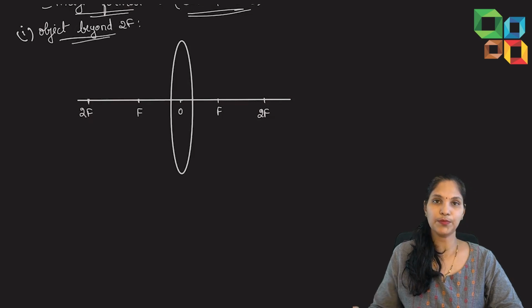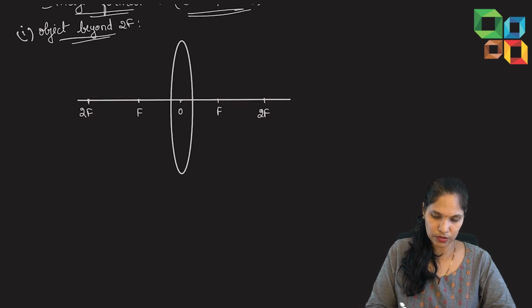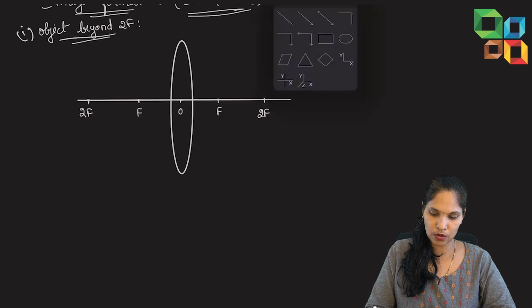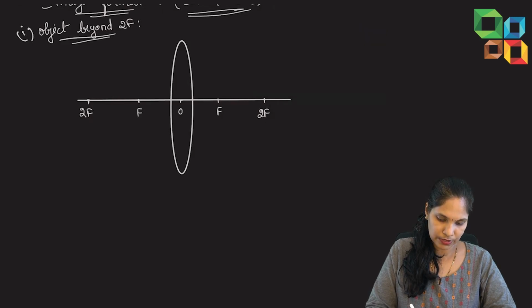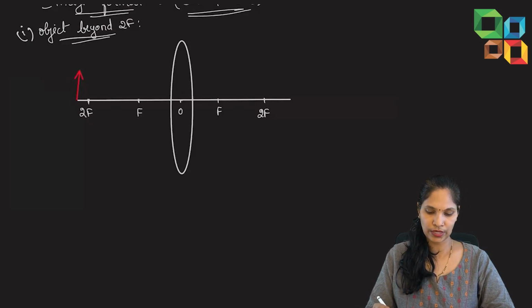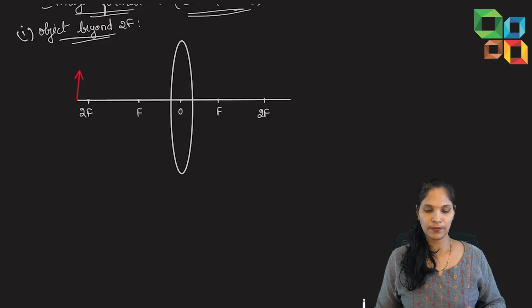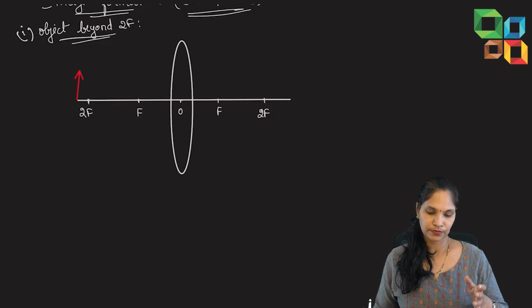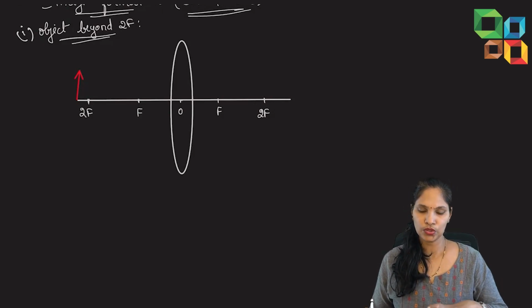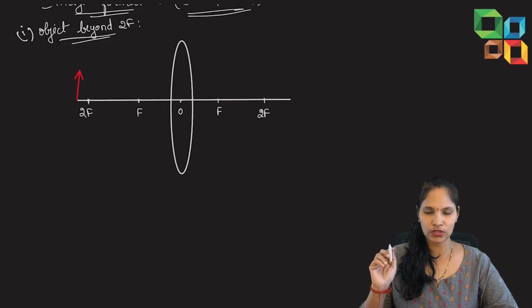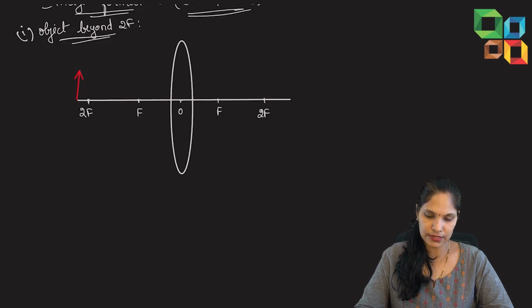When the object is kept beyond 2F. So 2F is already here. So I'm keeping the object beyond 2F. Let me keep it somewhere here. Beyond 2F. Okay. As you know, you can use all the three rays or any two rays. Minimum two you require to get the image. I'll take only two rays. I'm not going to use all the three rays.